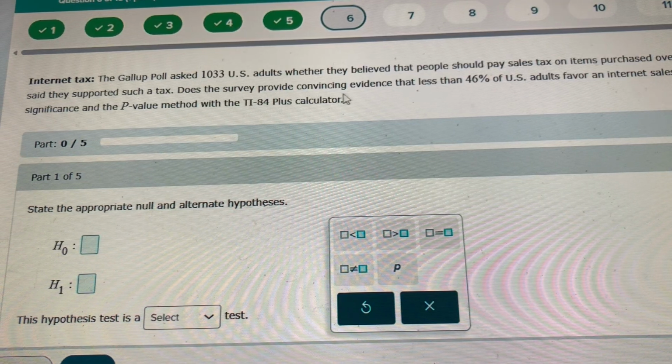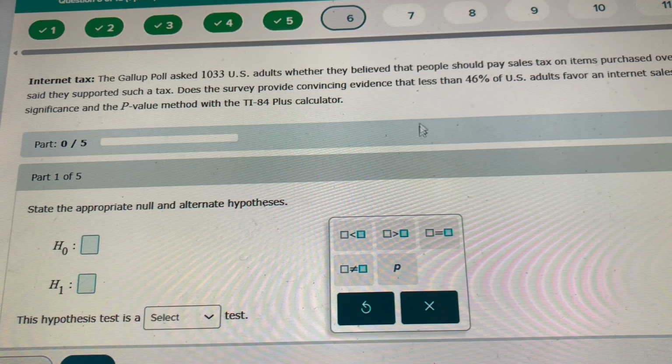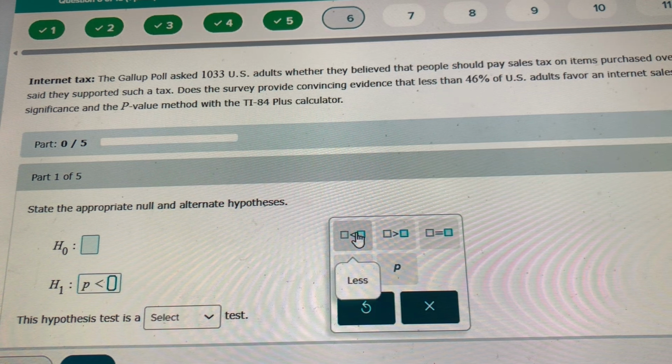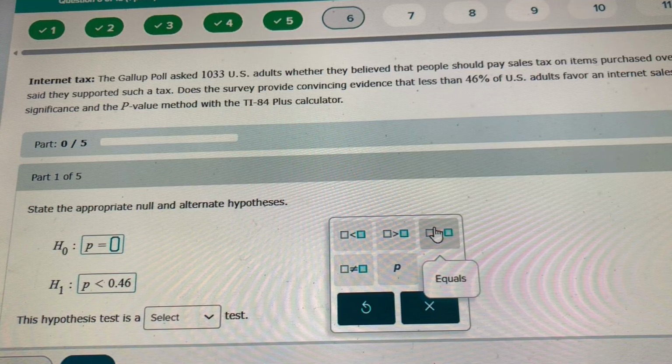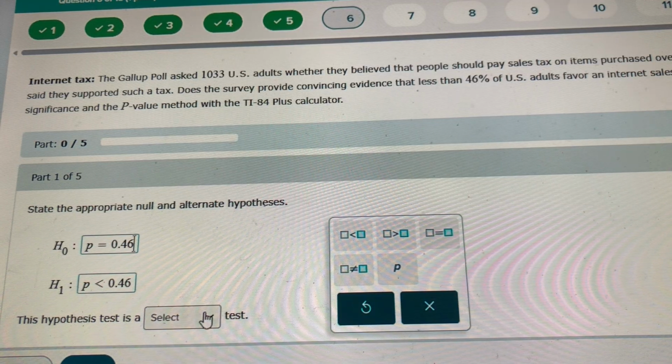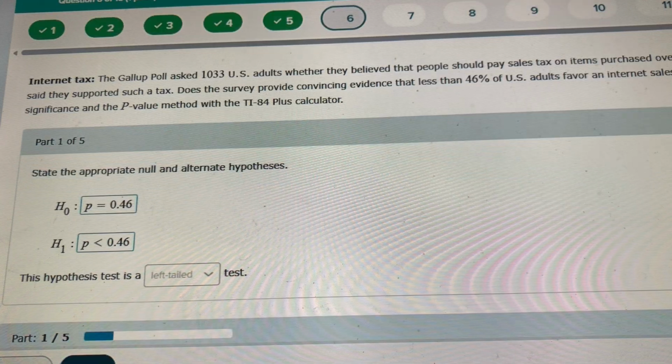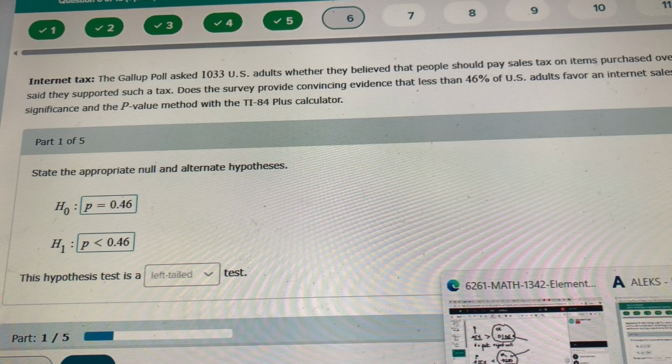Does the survey provide convincing evidence that less than 46% of U.S. adults are in favor of this? See, less than 46%. That's clearly the alternative. The proportion is less than 46%, which means 0.46. And in the null, you always put equal to no matter what. So that's definitely the same number, and it's equal to. We have less than for the second time in a row, so that's left-tailed again. Run a 1 prop z-test, because this is about proportions for sure.